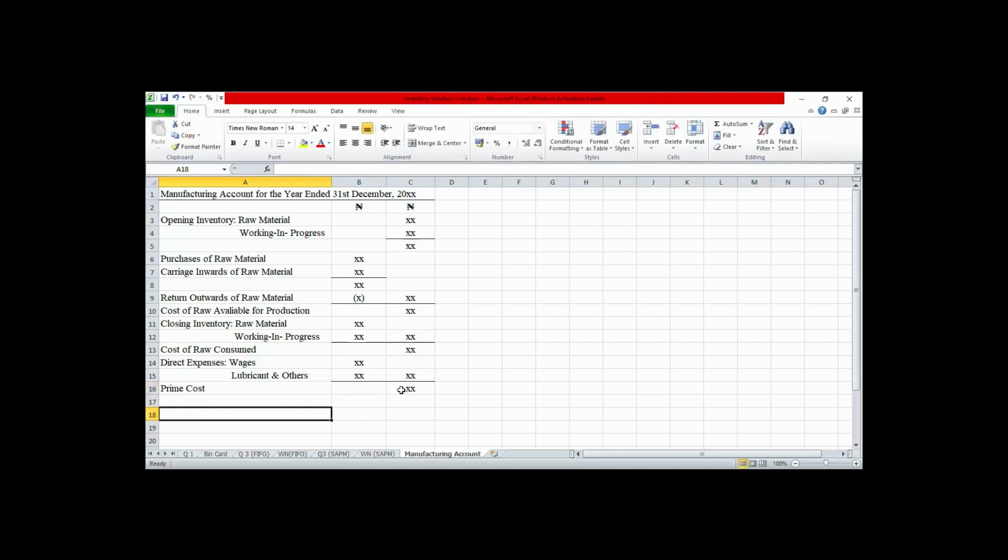From there, you will now come up with what we call factory overhead. Call it factory overhead expenses. This is the way we normally write it. Then, what are the expenses we're referring to here? We talk of salary for those who are permanent staff in the factory. We put it here. We talk of depreciation of plants.